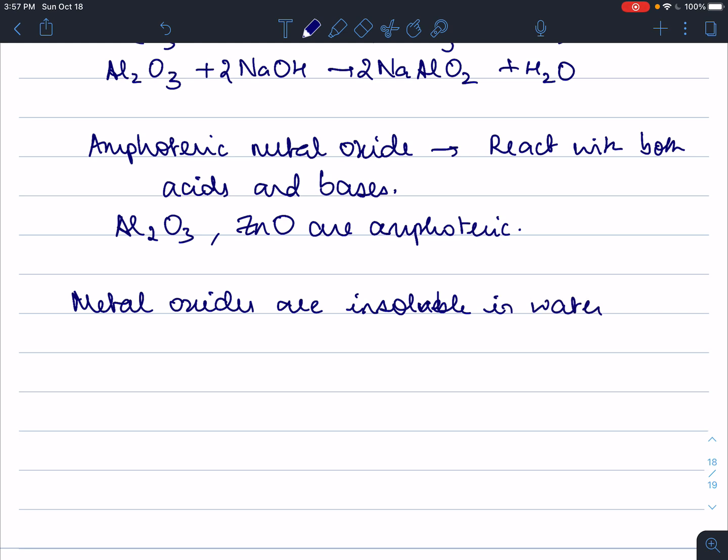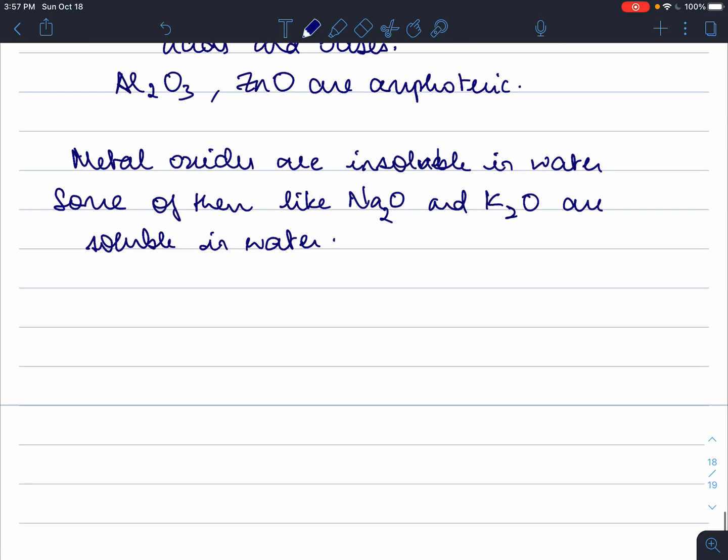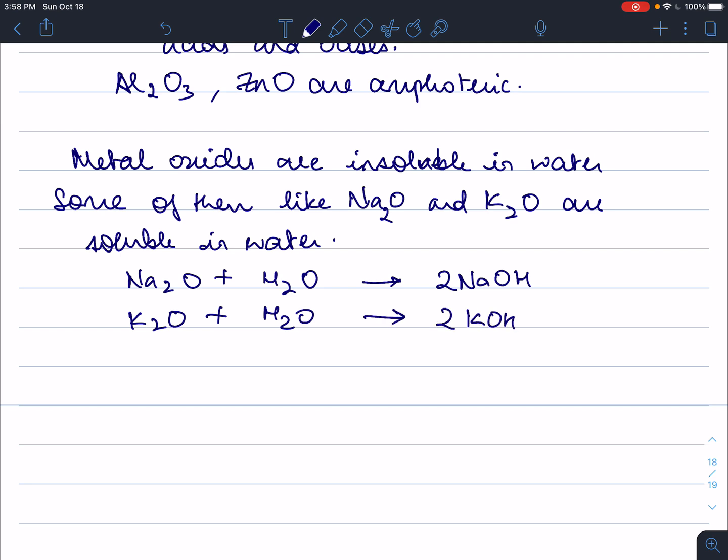So if you put water on a metal oxide, it will usually not dissolve, but some of them, like sodium oxide and potassium oxide, are soluble in water. Now they react to form a hydroxide. So Na2O plus H2O gives 2NaOH. Alright? And K2O plus H2O gives 2KOH. Okay? Now these are all aqueous solutions. But these are alkalis straight.